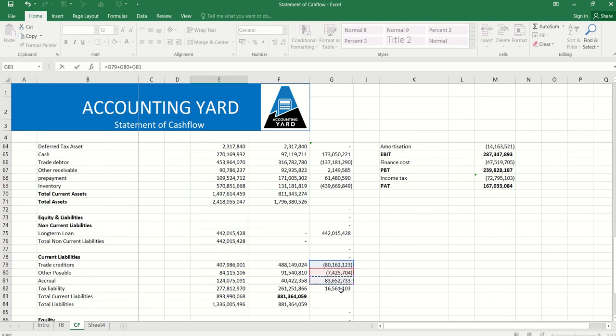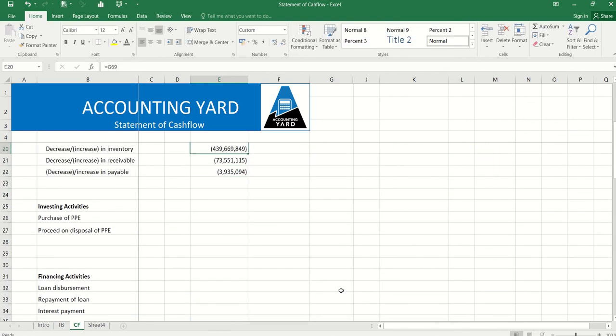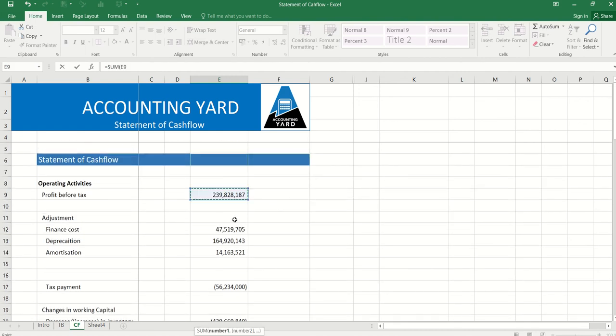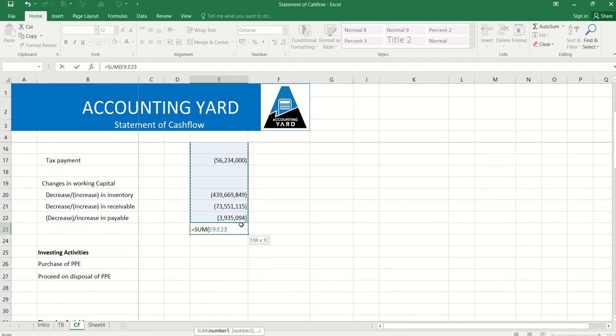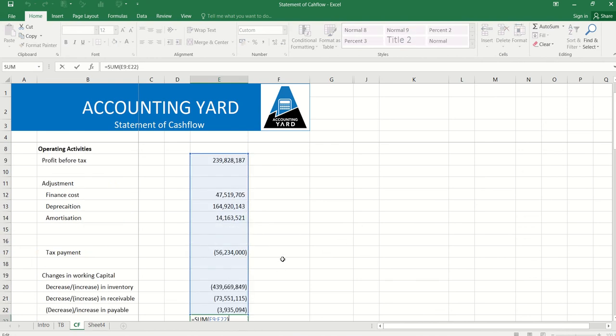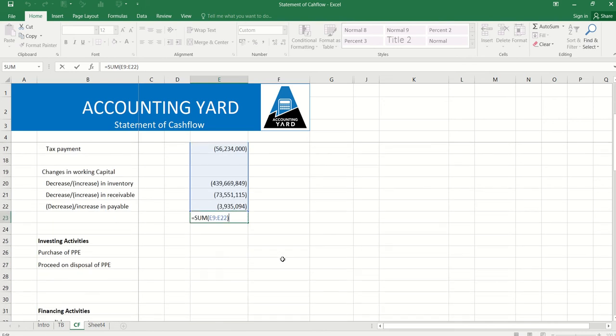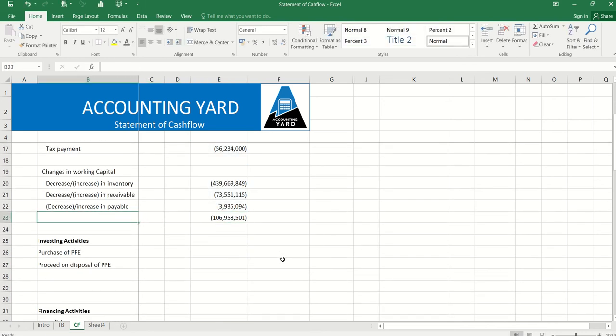1, 2, and 3. Don't forget I've done the movement in taxes of 16. Right, so I have my figure here. Now, if I add my sum of all the figures here from the beginning all the way to the end, indirectly, what I'm saying now is that this is cash utilized in operation.